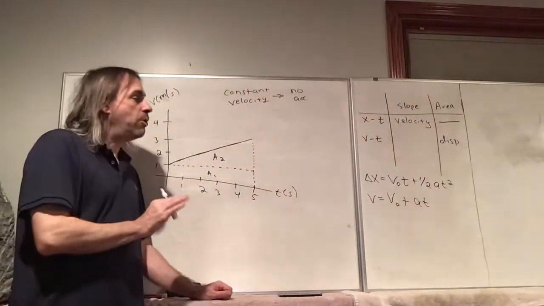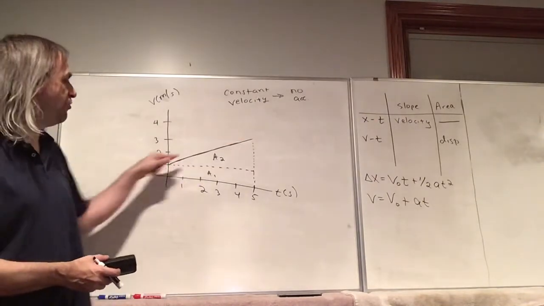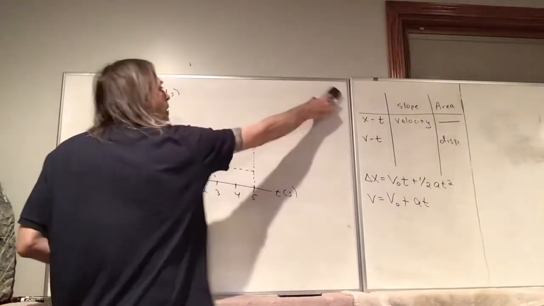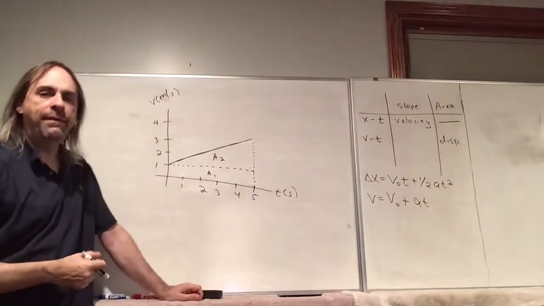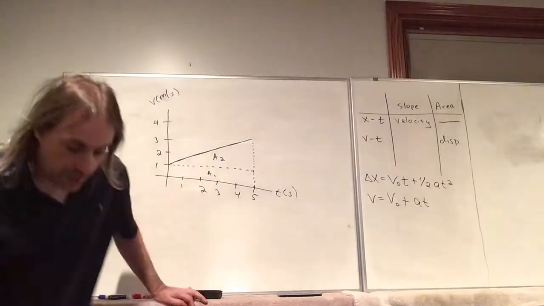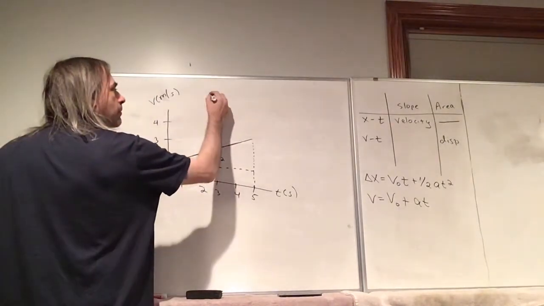In this case, we do have an acceleration now, because the velocity is clearly changing. It's going from 1 to 3, so it's not constant, so there is an acceleration. And that raises another question: what is the acceleration? So let's start out with that. Let's actually find the acceleration.